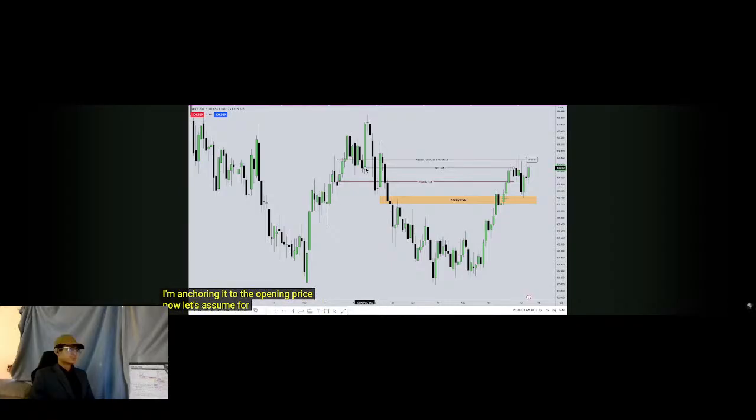Now let's assume for a moment that it was a longer tail. In other words, this little segment down here on the candle, say that was longer and the opening was actually somewhere up here. Then I would use the low. And I would use the consequent encroachment of that tail, or halfway point of that little wick. So those are the two key levels I would use for a candlestick that has a longer wick.